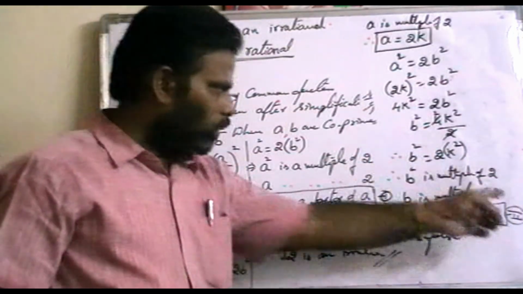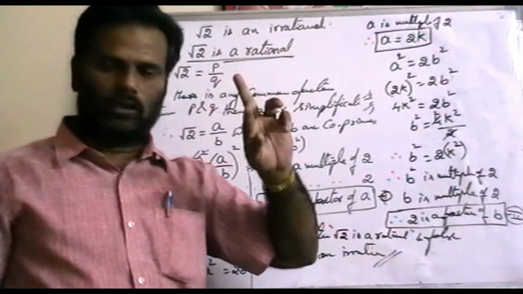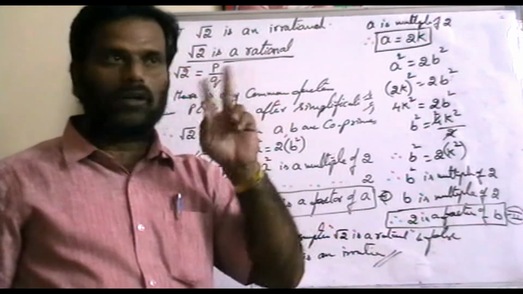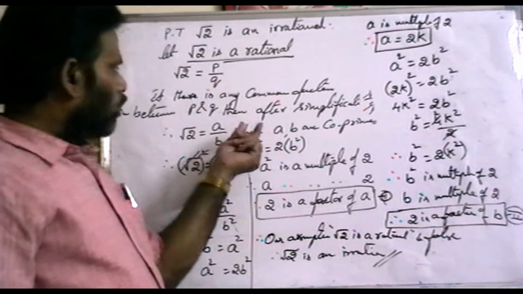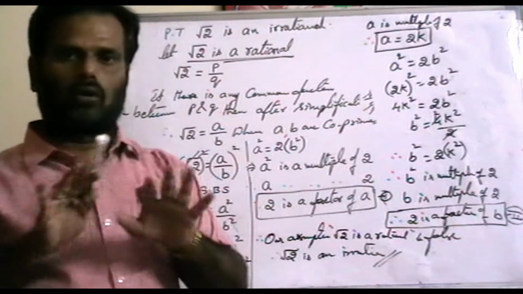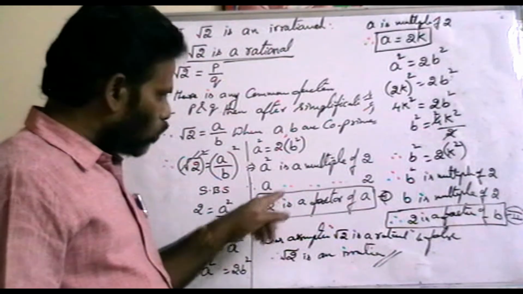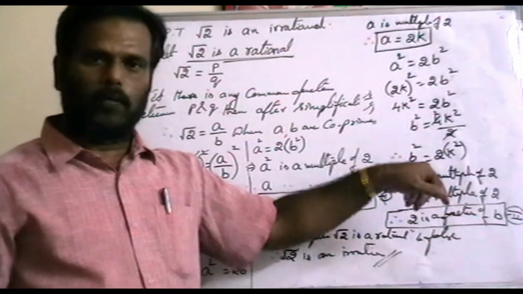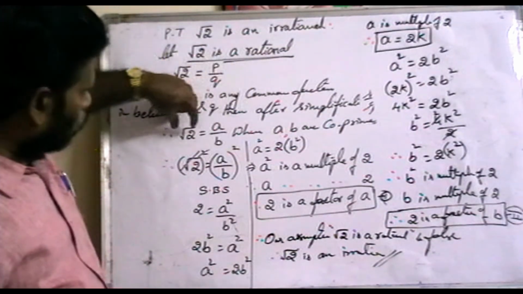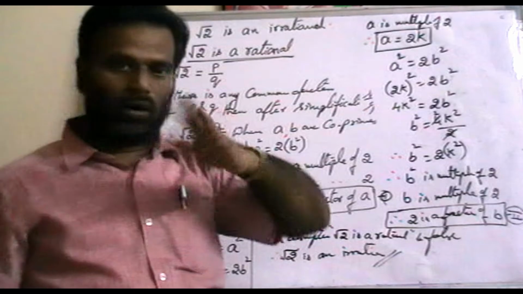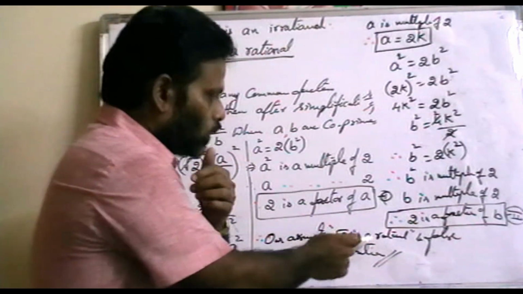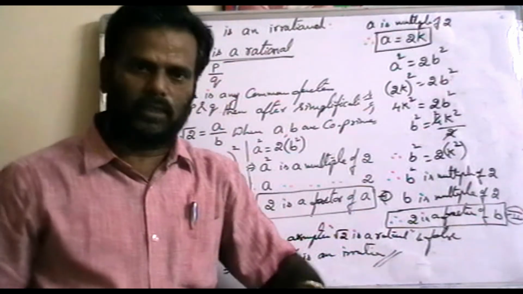So from equation 1 and 2, you can say that 2 is a common factor of A and B. But here, A and B are what? Co-primes. Co-primes means there is no common factor. But here we got 2 is a common factor of A and B. Therefore, it is a contradiction. That means our assumption that root 2 is rational is a false statement.